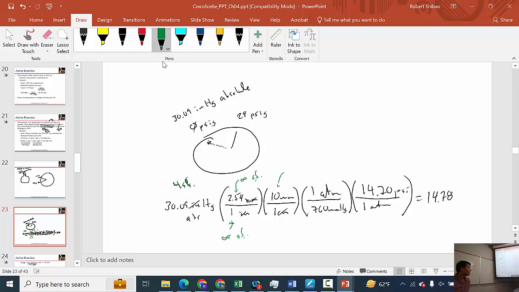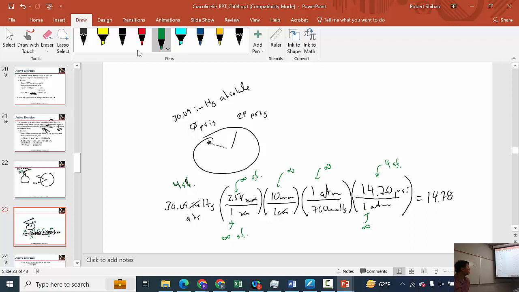How many sig figs here? Well, the 1 is infinite. So in exactly 1 atmosphere, there are 14.70 psi to how many sig figs? 4. This is rounded. And so our final answer is allowed 4.